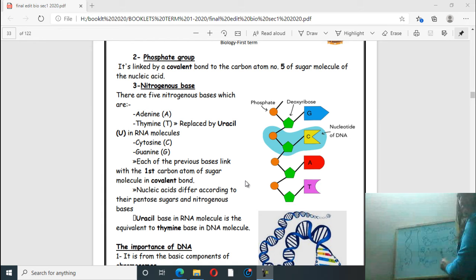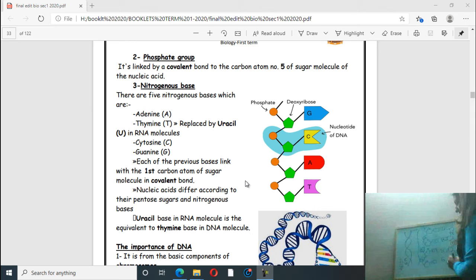If you have here adenine, it must bind to thymine. If you have here thymine, it must bind to adenine. If you have here guanine, it must bind to cytosine, and so on. If we have here cytosine, it must bind to guanine. And there is a bond binding the two strands with each other, or binding the nitrogenous bases with each other, which is a hydrogen bond.